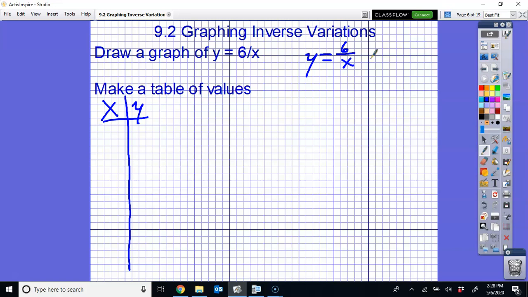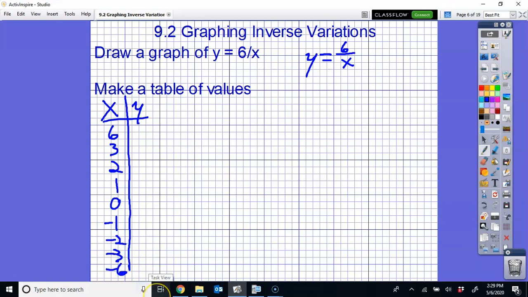So here's what I'm going to suggest. Always start with dividing it by itself. Divide it by 6. Then divide it by 3. Then divide it by 2. Then divide it by 1. Then I'm going to plug in 0, and then I'm going to plug in the negative versions of those.